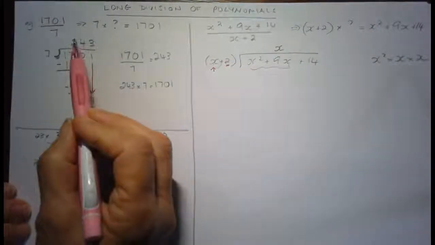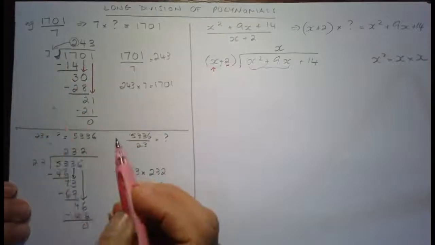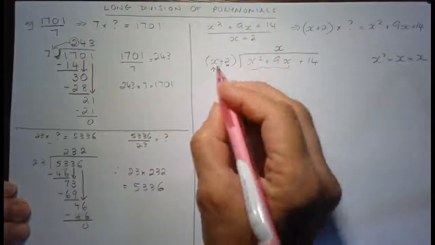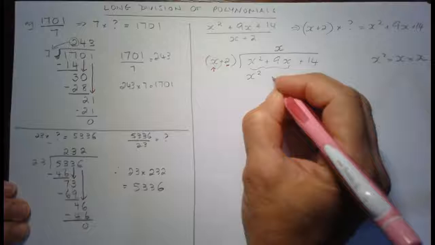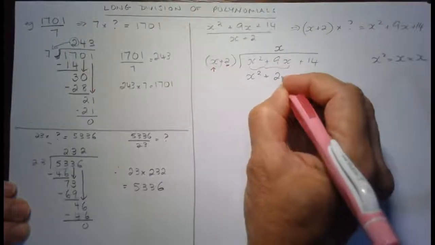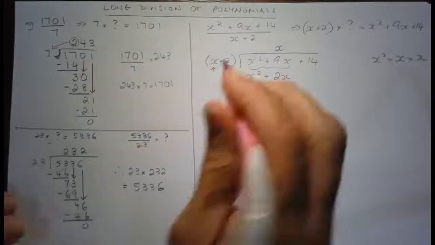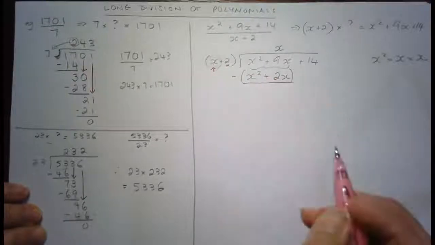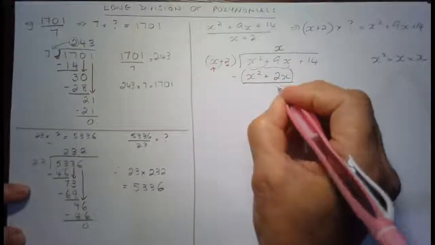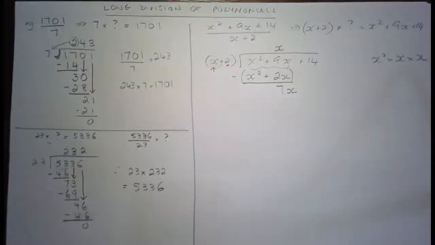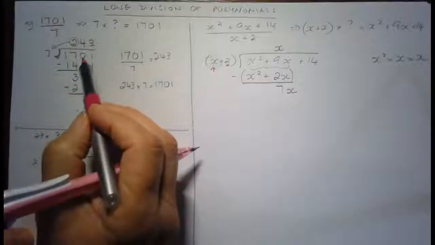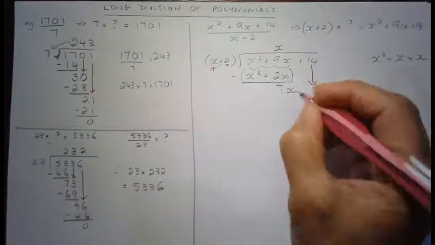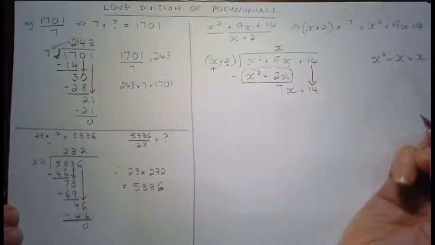So now, just as before, where I multiplied 2 by the 7, I'm going to multiply my x by this whole bracket here. So x times x is x squared, plus x times 2 is 2x. Now I need to take that entire thing away to find out what I've got left over. Okay, so x squared minus x squared is 0, of course, but 9x minus 2x leaves me with 7x. Now I've still got my 14, so just as I brought it down to deal with my next part of my long division, I'm going to bring that down. So I've got 7x plus 14.